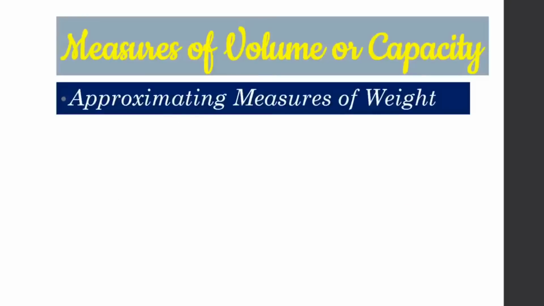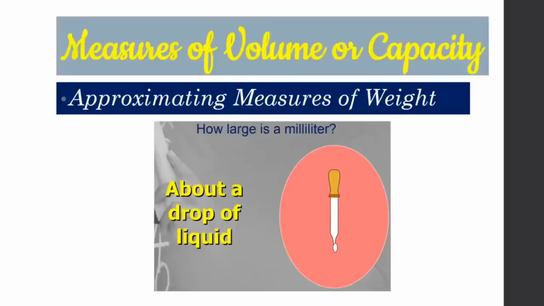Okay? And for us to have a real life representation of those units, if you have a dropper with you, if you are going to get water or a liquid using that dropper and you drop it a little, a drop of that is approximately 1 milliliter, or you can base 1 milliliter on the lines that you can see in the dropper. You can see there ml, 1 ml, 2 ml, and so on.